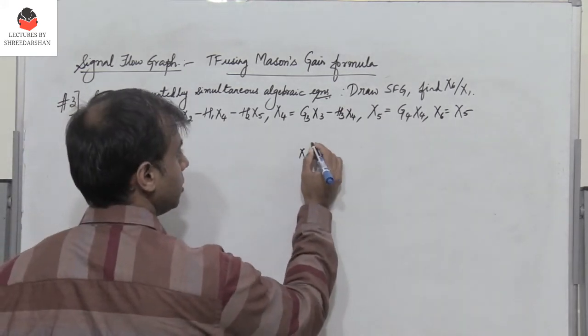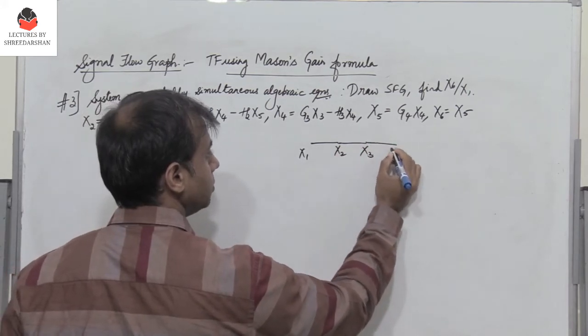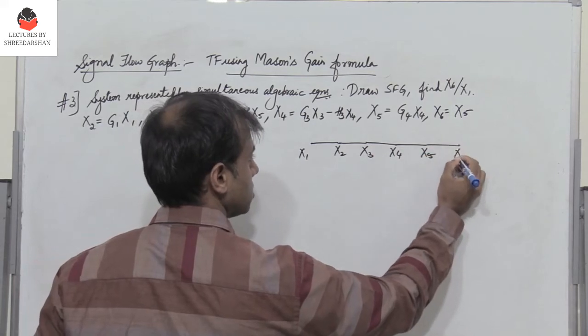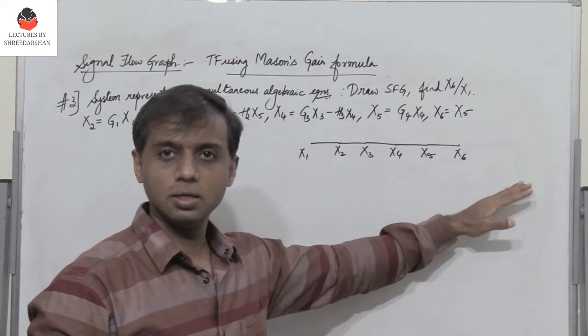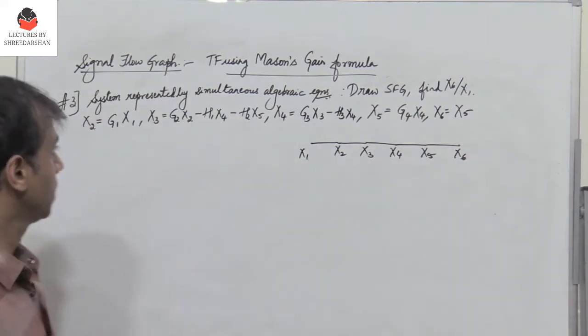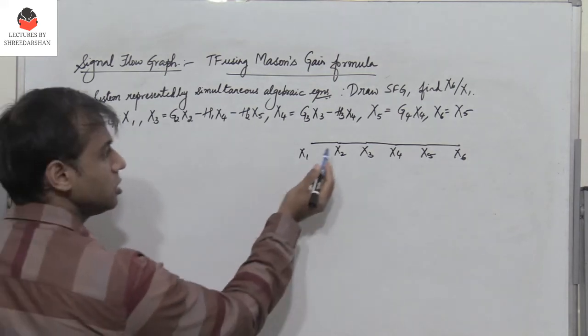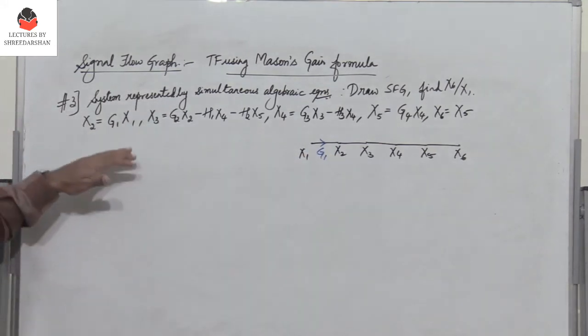So this is x1, x2, x3, x4, x5 and x6, right? So this is the input and this is the output. So I have just drawn all the 6 nodes. Now how do we draw the signal flow graph? Now observe. I find that x2 is g1 into x1. So x2 is g1 into x1. So I've done with this.